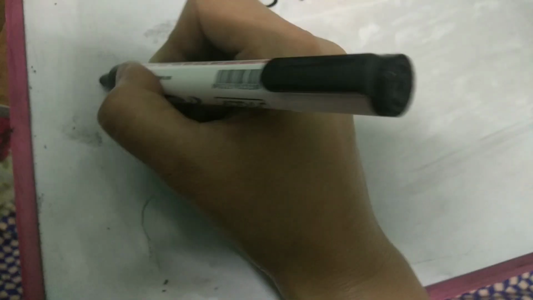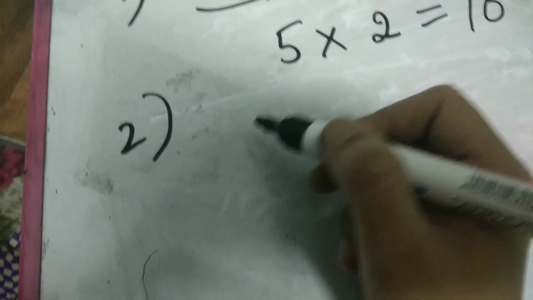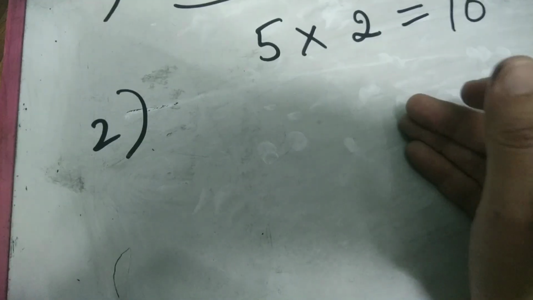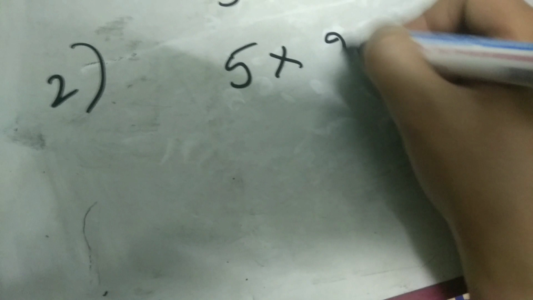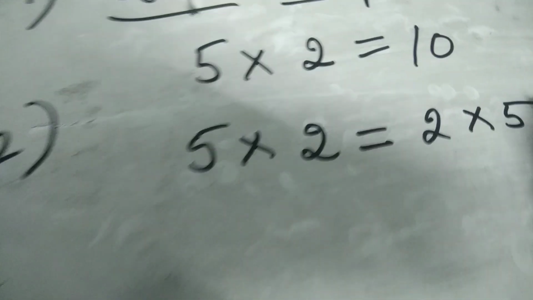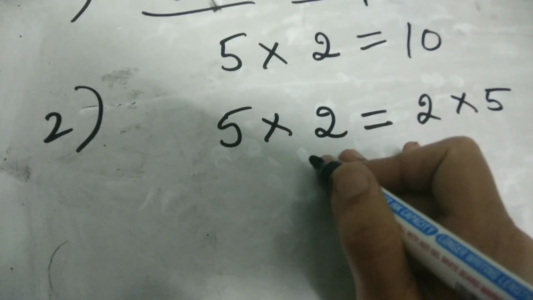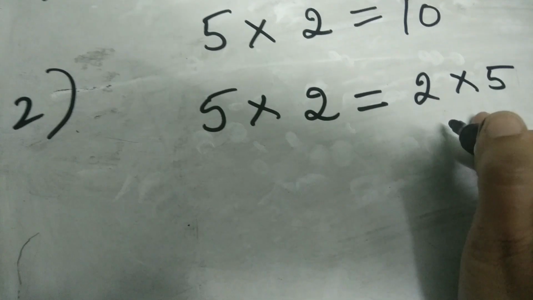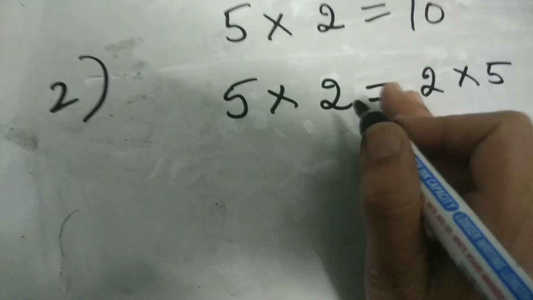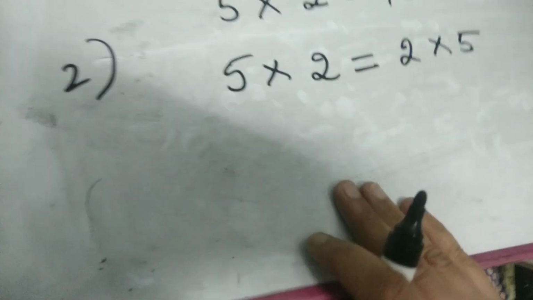Next, we will be doing the commutative law of multiplication. Now, the multiplication of whole numbers is again commutative. For example, if I multiply 5 into 2, that will be equal to 2 into 5. When you multiply, you get the same answer. So this is the commutative law of multiplication. So in multiplication the commutative law works. It is there. Next, we have the associative law of multiplication.